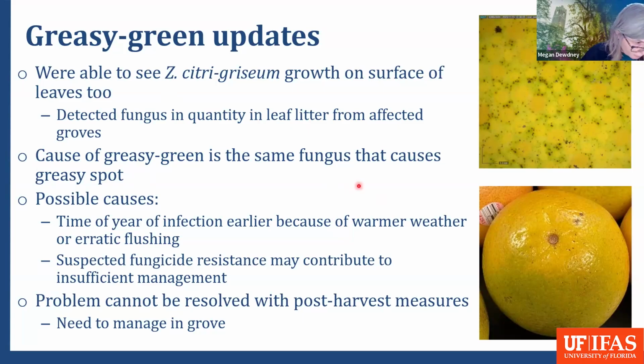What we do know through the work of Mark Reitenauer is that this problem cannot be resolved with post-harvest measures. We really need to manage this phenomenon in the grove. And that is the only way we're going to keep this one in check. But I think with some careful reconsideration of what our fungicides are and when they're happening, we should be able to get this back under some sort of resolution.